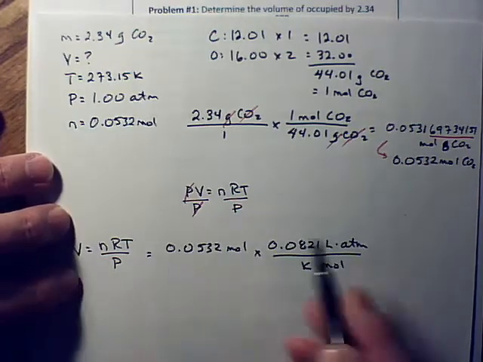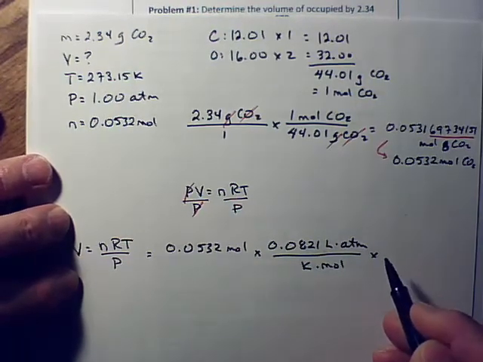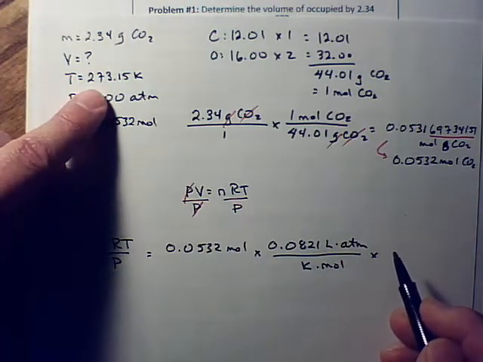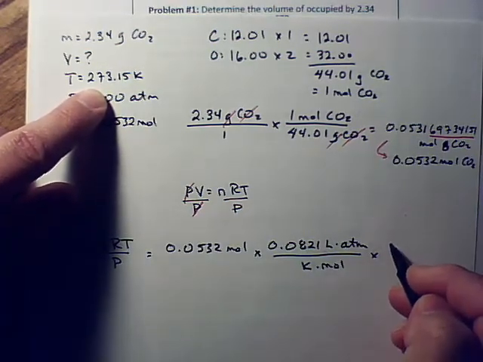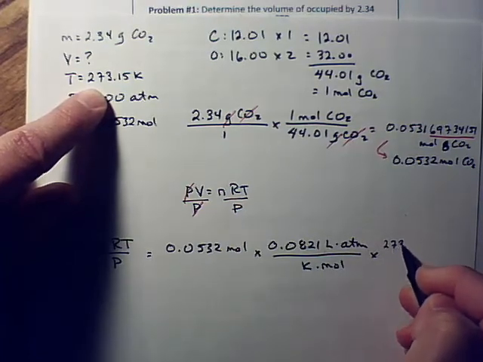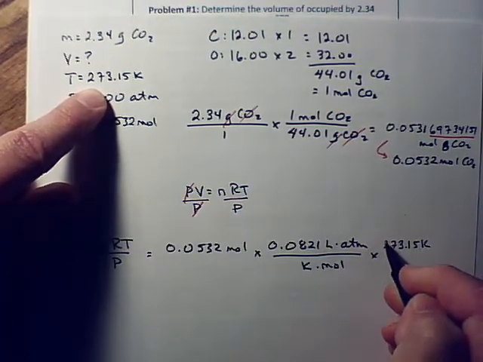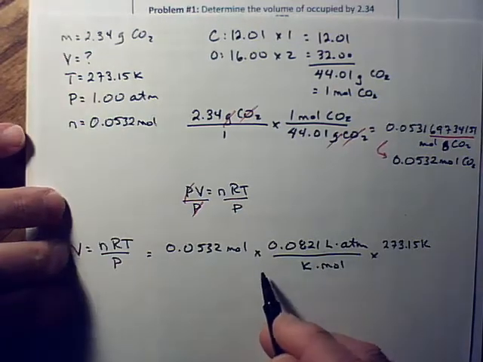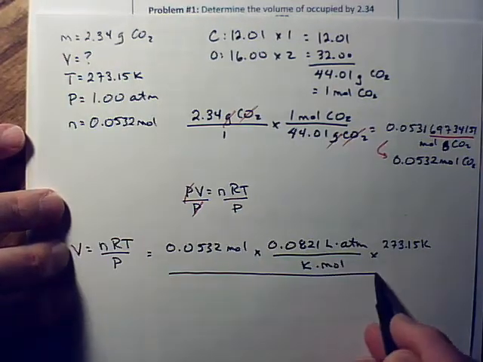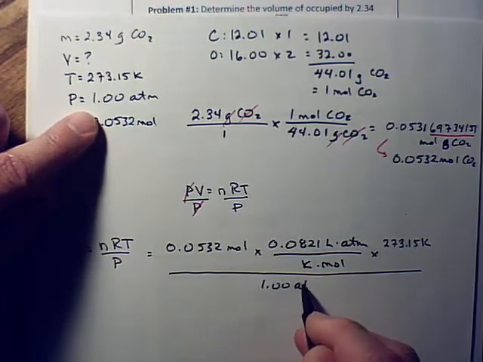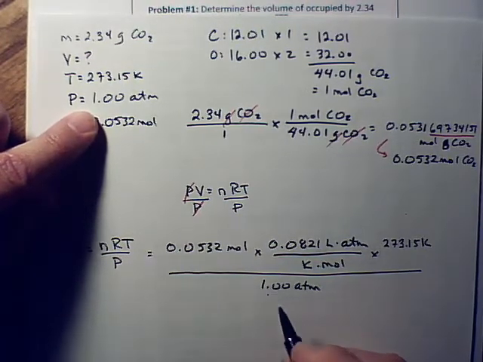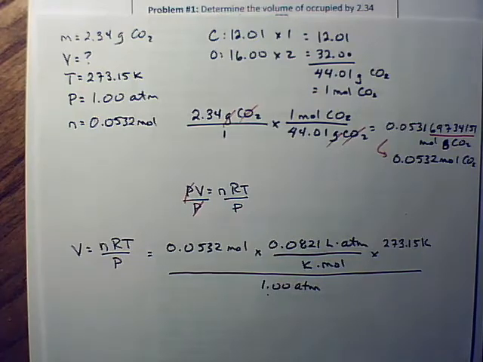Don't make that mistake. All right, then we have to have T in Kelvin, because all of our temperatures in gas laws have to be in Kelvin. So 273.15 K. And then all of that has to go on top of P. And that's 1 atmosphere. Okay? All right.